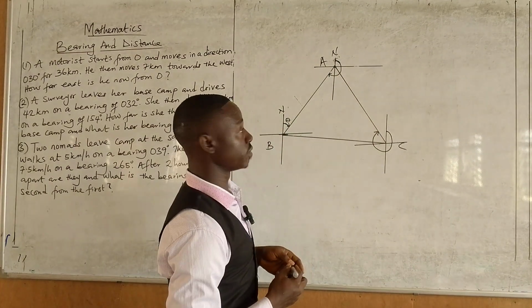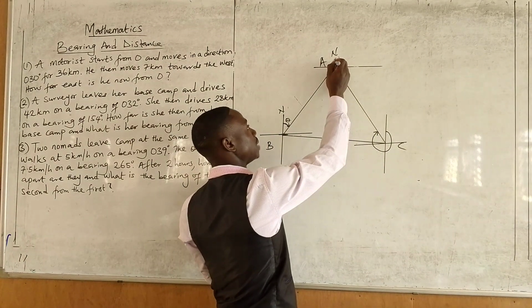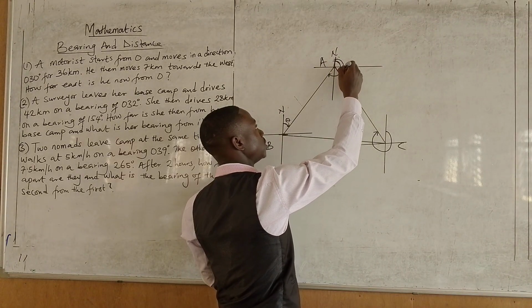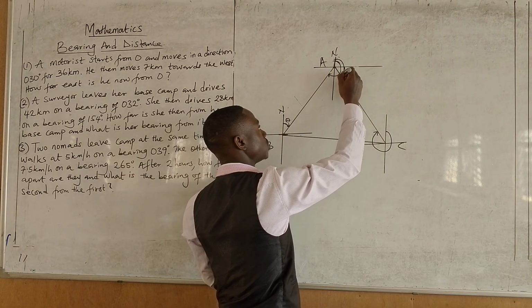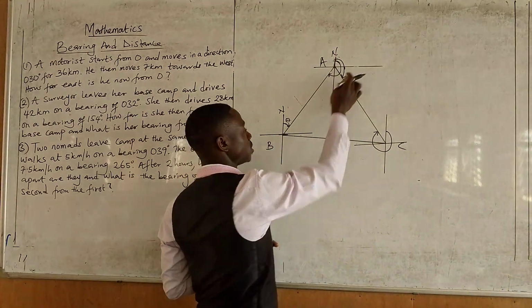What about the bearing of C from A? The bearing of C from A. I will go to A, from the north again, and draw the angle in the clockwise direction until you touch the line connecting A and C. This is the angle from here to here.